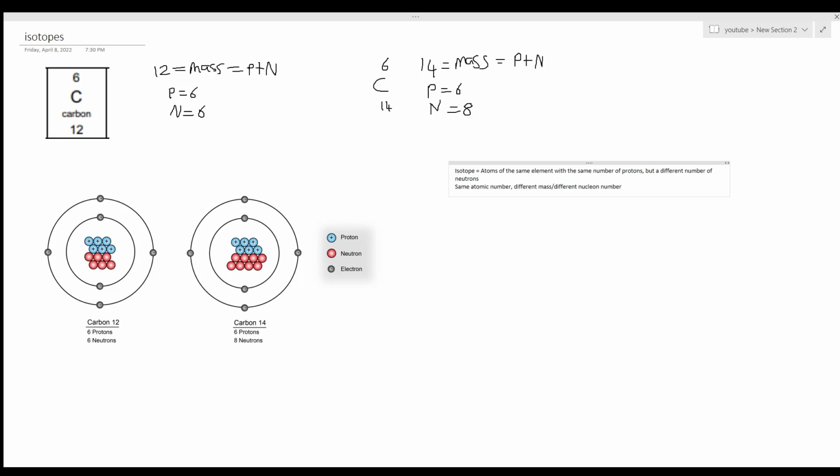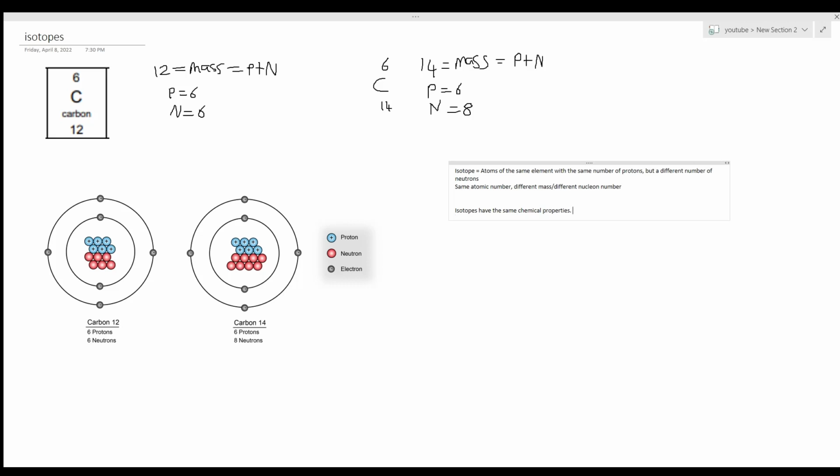Now the thing about isotopes of an element is that chemically they are exactly the same. So isotopes have the same chemical properties. And now why is that? Well, the reason that they have the same chemical properties is because chemical properties are determined by the number of electrons in the outer shell, the number of valence electrons. So we can see here we've got 4 in each. So the same chemical properties.